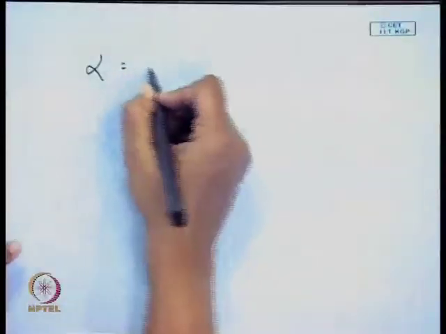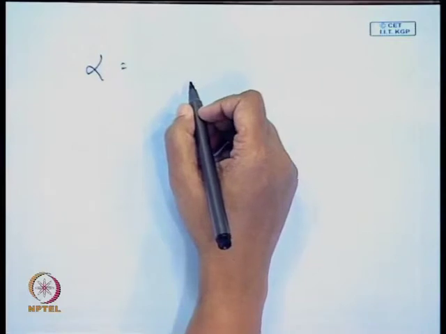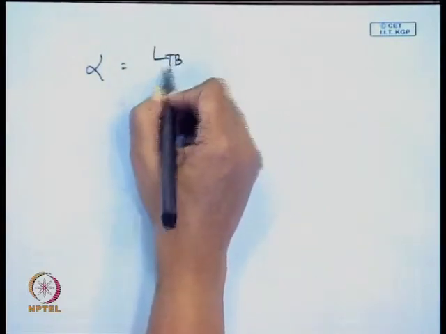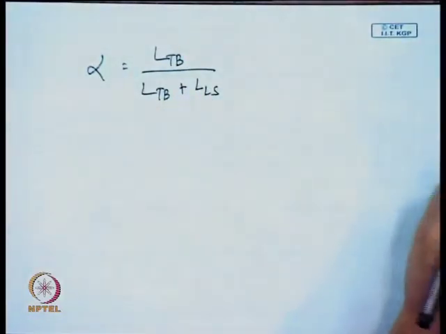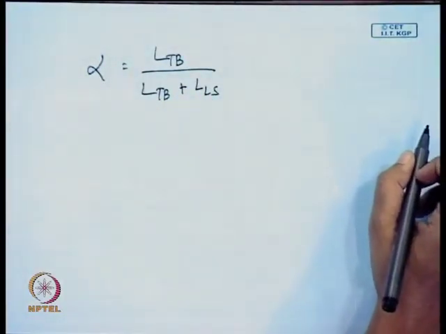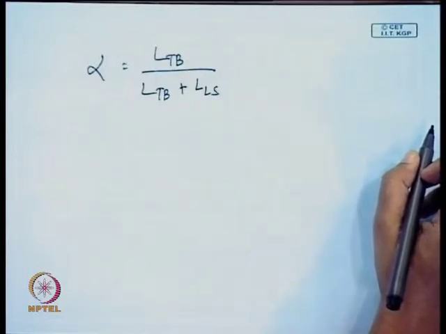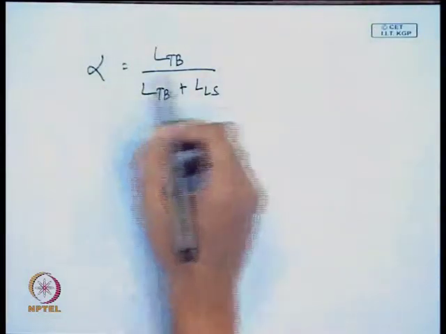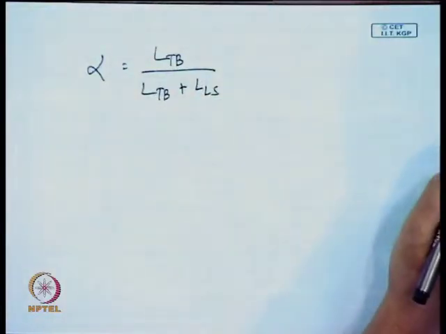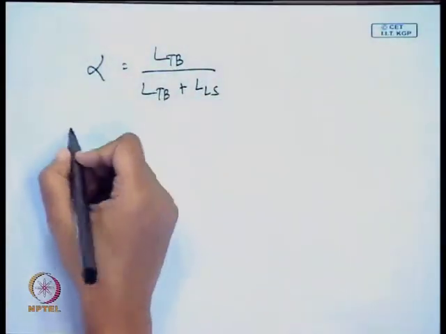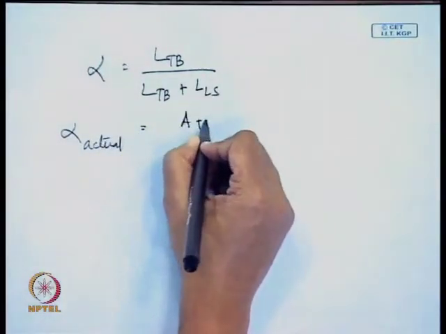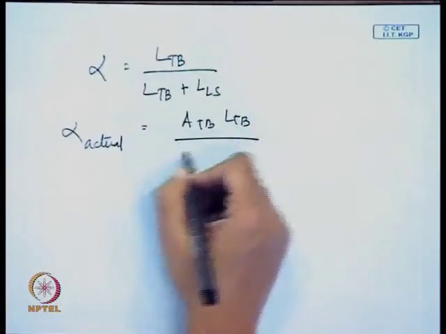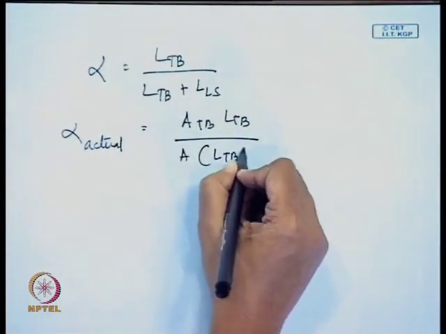Normally, how do we calculate alpha? We assume that more or less the Taylor bubble occupies the entire cross section. Alpha is calculated by the relative lengths which have been occupied by the Taylor bubble and the liquid slug region. Now, can we do this? Can we write that alpha is equal to this? We cannot do this now. Why? Because in this particular case, the actual alpha is what? ATB LTB by A into LTB plus LLS.